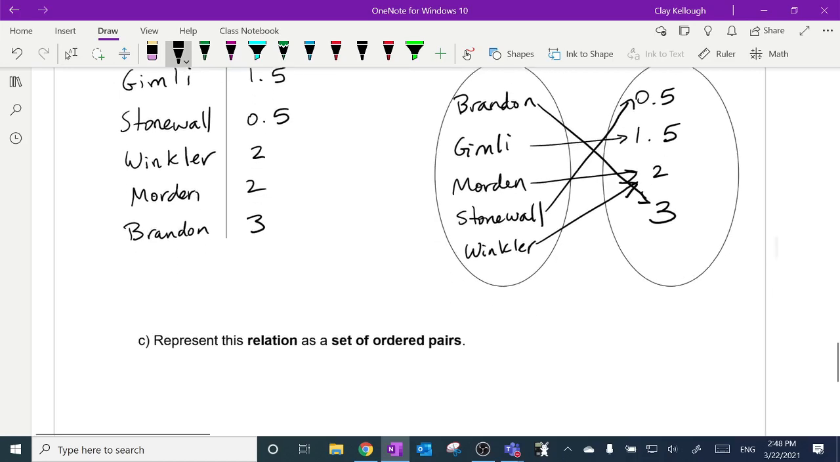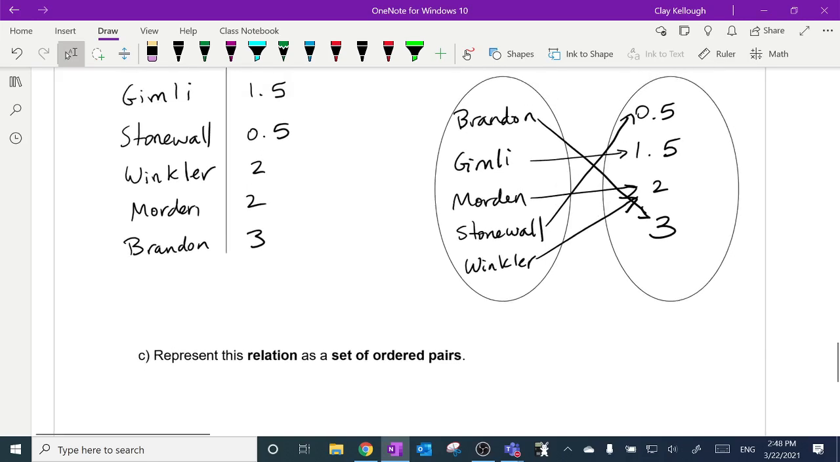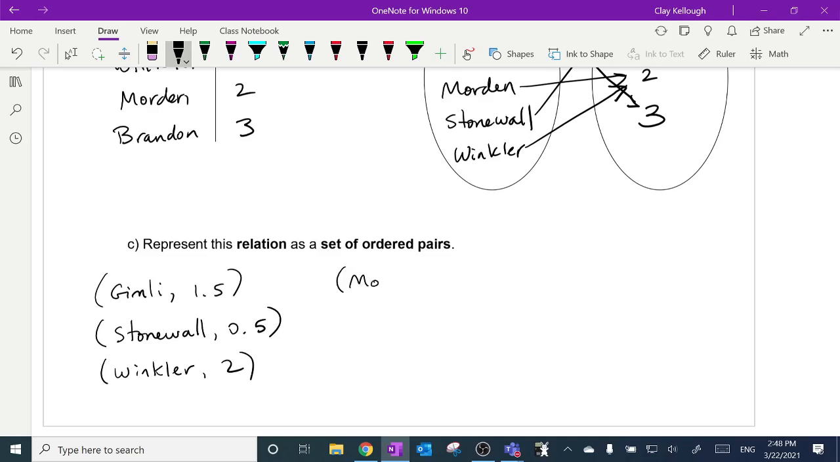And one more example. What would this look like as ordered pairs? I'll just stick with the order that it was in the chart this time. So Gimli, comma 1.5. Stonewall, comma 0.5, only a half an hour away from the city. Winkler, 2 hours from the city. Morden, also 2 hours from the city. And Brandon is a 3-hour drive from Winnipeg.